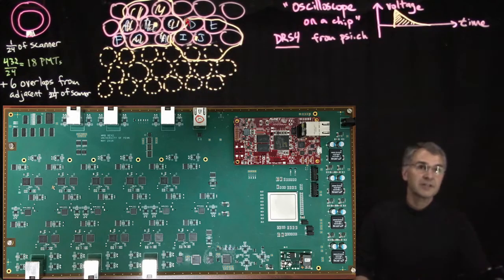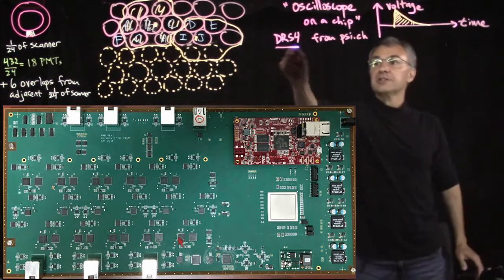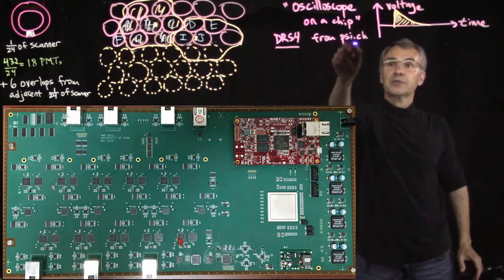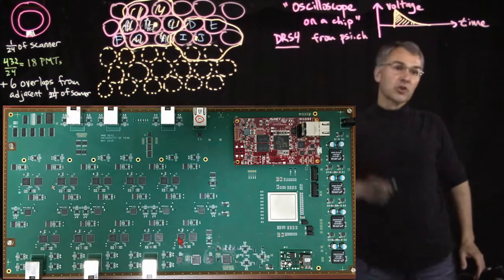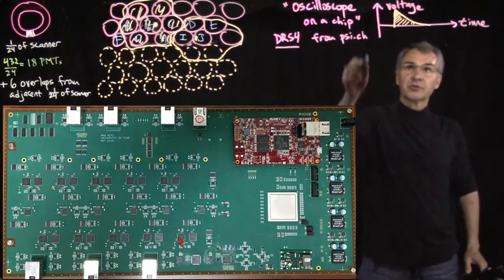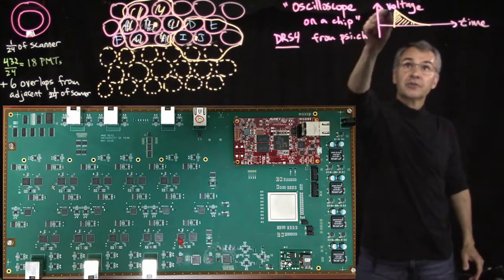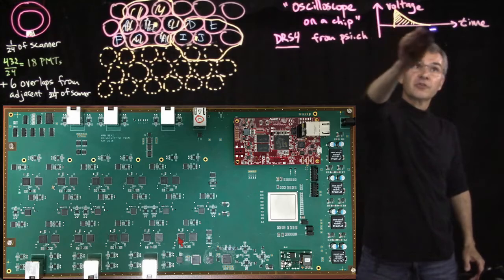A key enabling technology of this board is the chip that you see here, and here, and here. It is the so-called DRS4 chip made by a particle physics lab in Switzerland, and it is a so-called oscilloscope on a chip. In just about any laboratory, you will see an oscilloscope. In fact, we'll use one in a moment ourselves, which gives you an image of a voltage versus time.